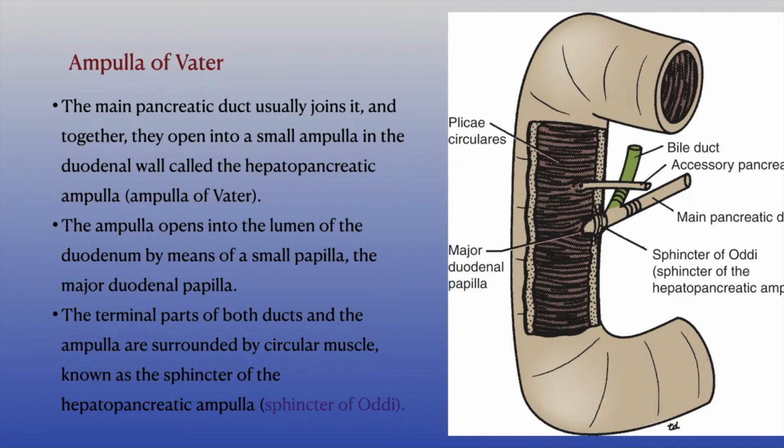The main pancreatic duct usually joins the bile duct into an opening called the ampulla of Vater. The ampulla opens into the lumen of the duodenum by means of a small papilla called the major duodenal papilla. The terminal parts of both the ducts and the ampulla are surrounded by a circular muscle, and that is called the sphincter of Oddi, or the sphincter of the hepatico-pancreatic ampulla.